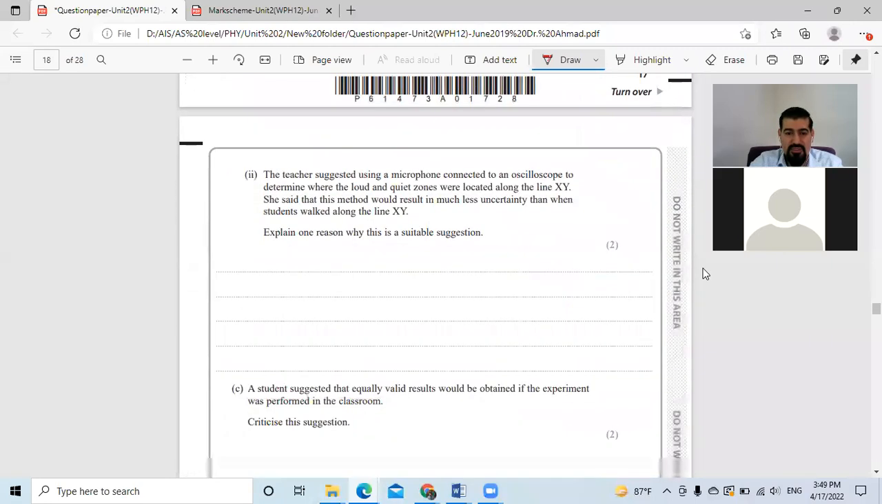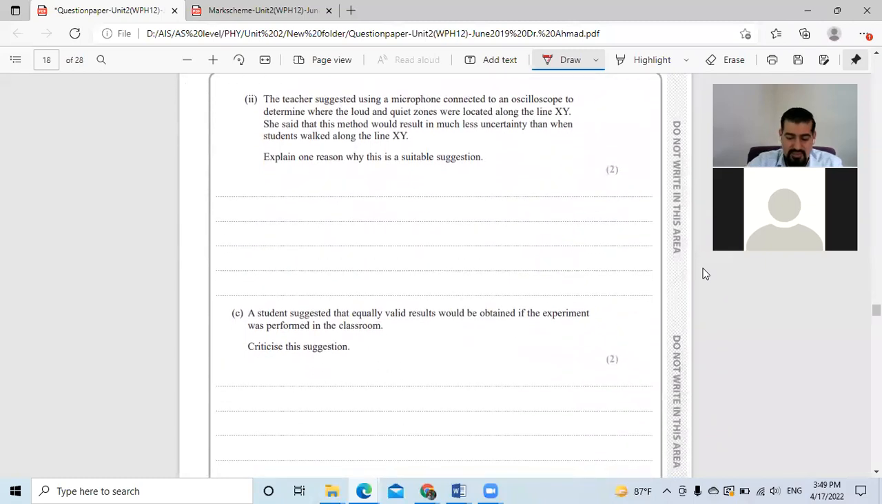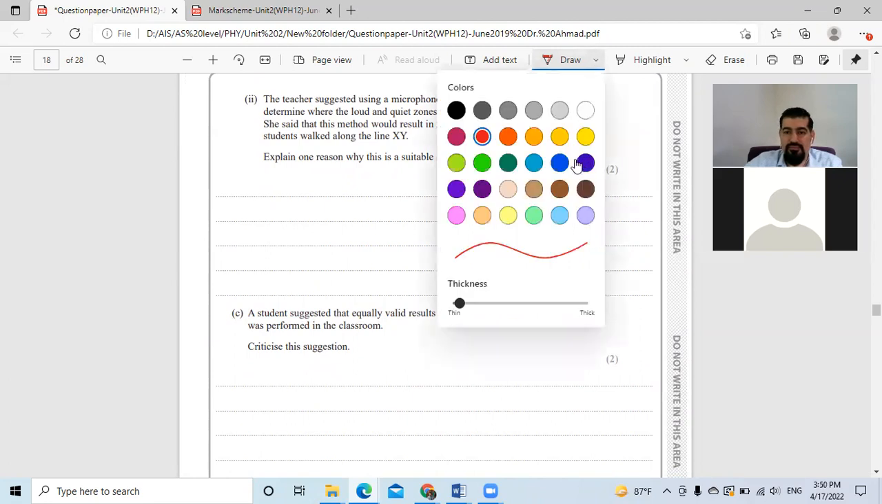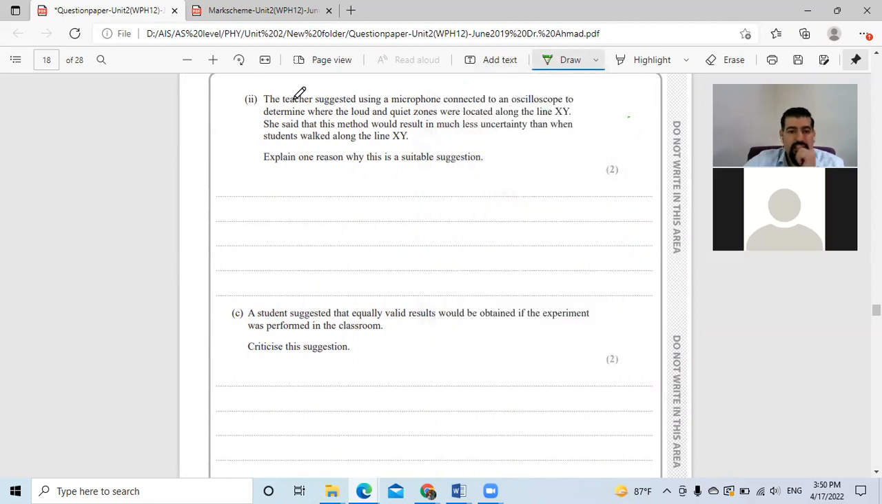Let's move on to the next part, part (ii) of this question. What do they ask here? The teacher suggests using a microphone connected to the oscilloscope to determine where the loud and the quiet zones were located along XY. She said that this method would result in much less uncertainty than when a student walks along the line XY. Now, actually, it's clear.